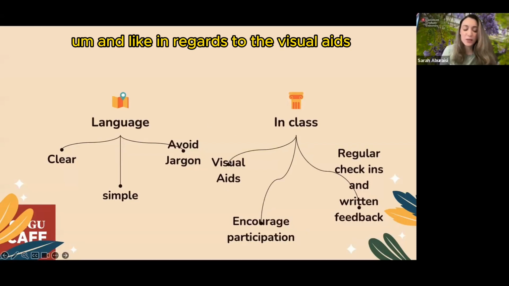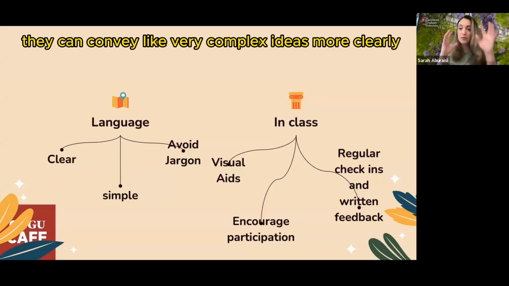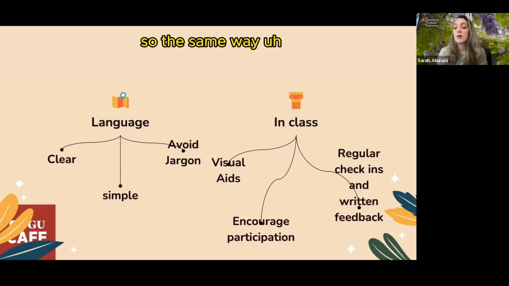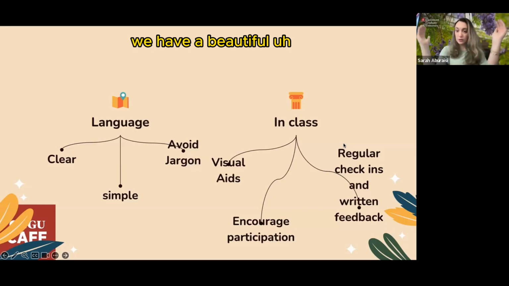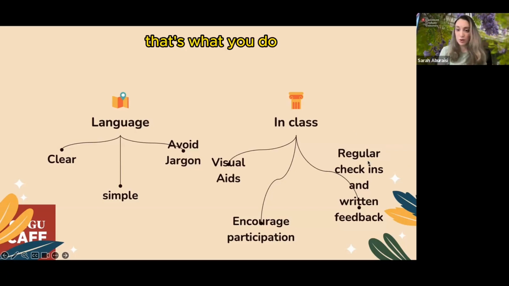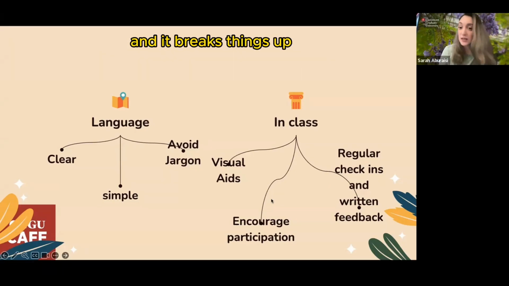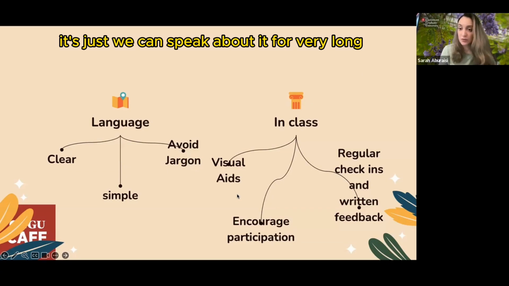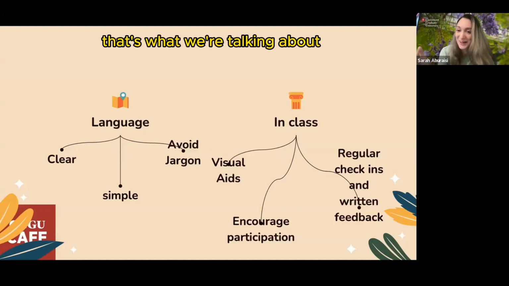And in regards to the visual aids, like I was talking about charts, graphs, images, they can convey very complex ideas more clearly. The same way, putting that into public health, instead of just explaining the PRECEDE-PROCEED model, we have a beautiful picture of it. That's what you do, Dr. Reynolds, in our classes. You show us what the model is. What are we talking about? And it breaks things up. We can speak about it for very long, but when you see it, ta-da, there's an epiphany. That's what we're talking about.